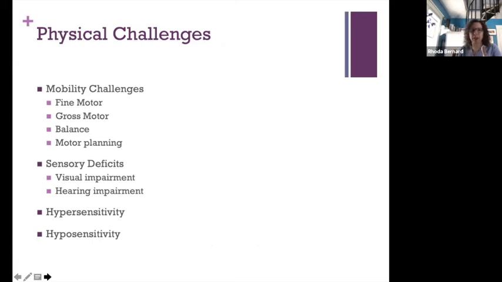So if you have to get from here to here, how do you do that? Where do you go? Why would you go one way and not another way? How do you figure that out? What are the steps? It's related to executive function in that way.